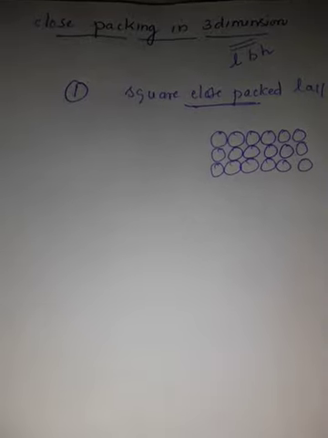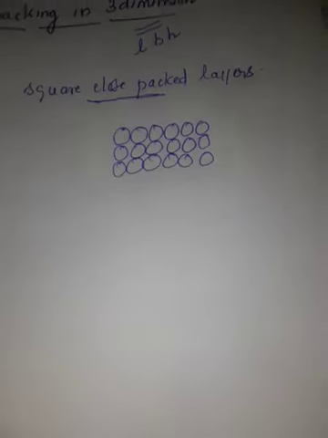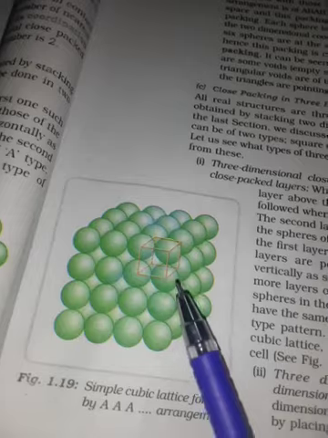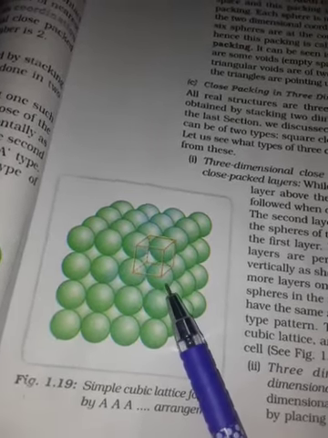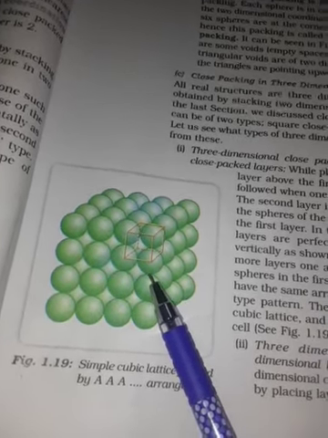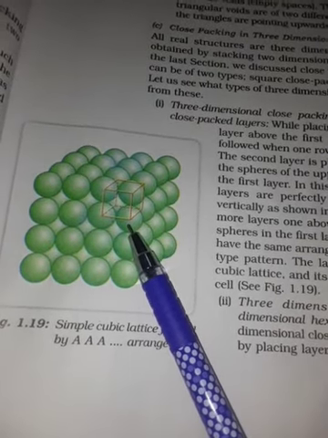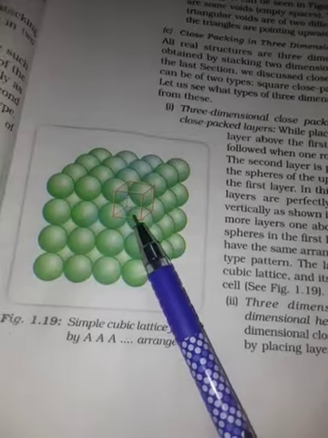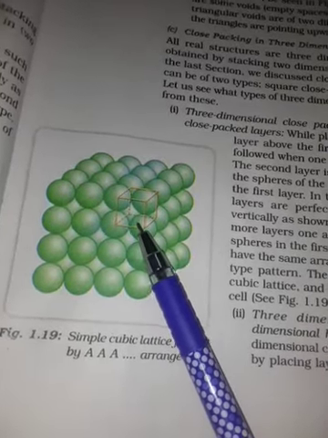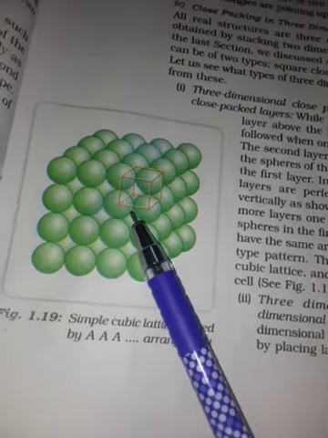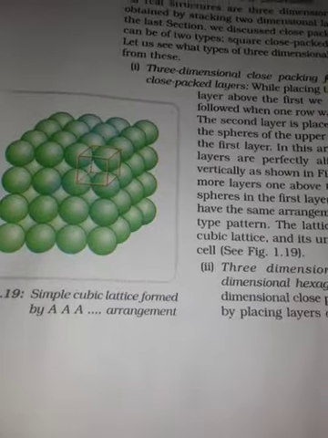Similarly, we can place one more layer. So like this structure we are getting, with length, breadth and height. This is AAA type lattice. This represents simple cubic lattice. Already we have learned simple cubic means 8 atoms in the corners. It is a primitive cubic unit cell. Only polonium can crystallize like this structure. So this is one type of 3-dimensional packing.